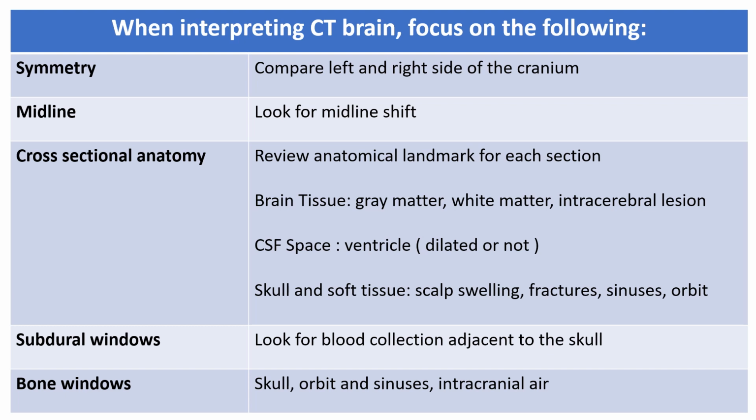Do not forget to look at the skull and soft tissue structures and look for scalp swelling, fractures, and check on the sinuses and orbit. Number 4, one can manipulate the window and change to subdural window to look for blood collection adjacent to the skull. Lastly, check the bone window to check on the skull, orbit, and sinuses or look for intracranial air.